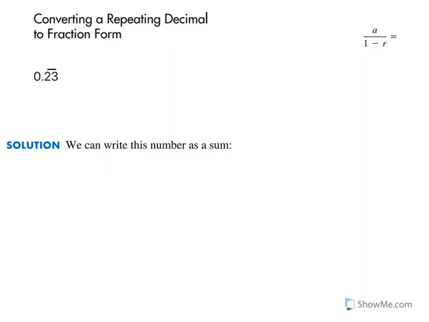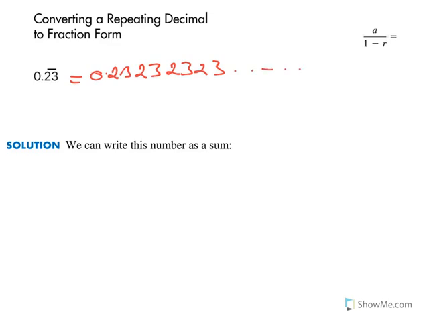Today I'm going to show you how to convert a repeating decimal into a fraction. And the way you do this is, first let's understand what this number means. 0.23 bar means this number is actually 0.23 23 23 23, and it goes on forever.